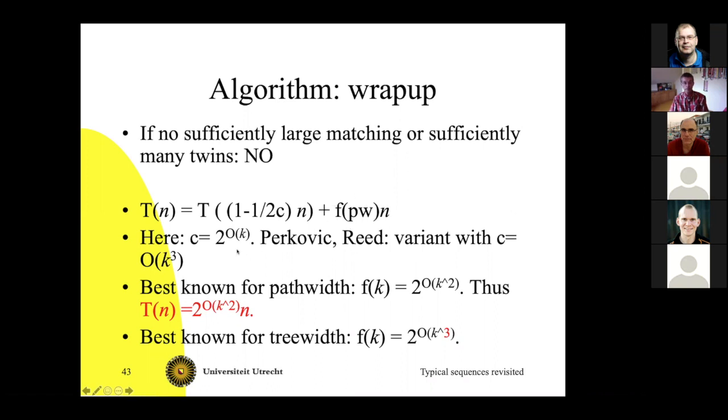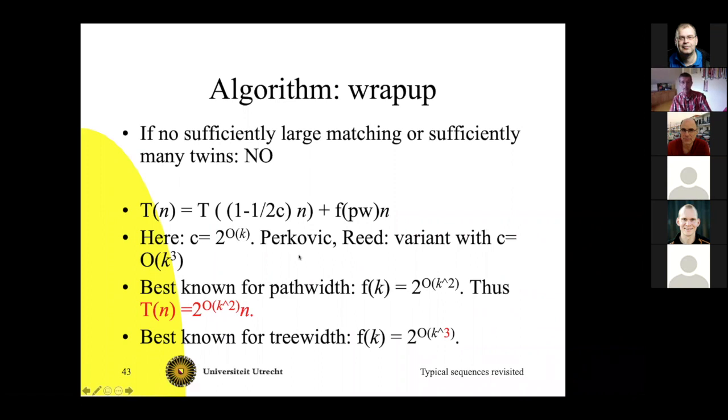Now, you see in our example, in my lemma, as I showed it, c is 2 to the order k, but actually you can get even a proof of a similar type of lemma where every time we lose one in order k to the third fraction of the vertices. And this was proven by Perkovic and Reed, that you can get this cubic, only cubic error.